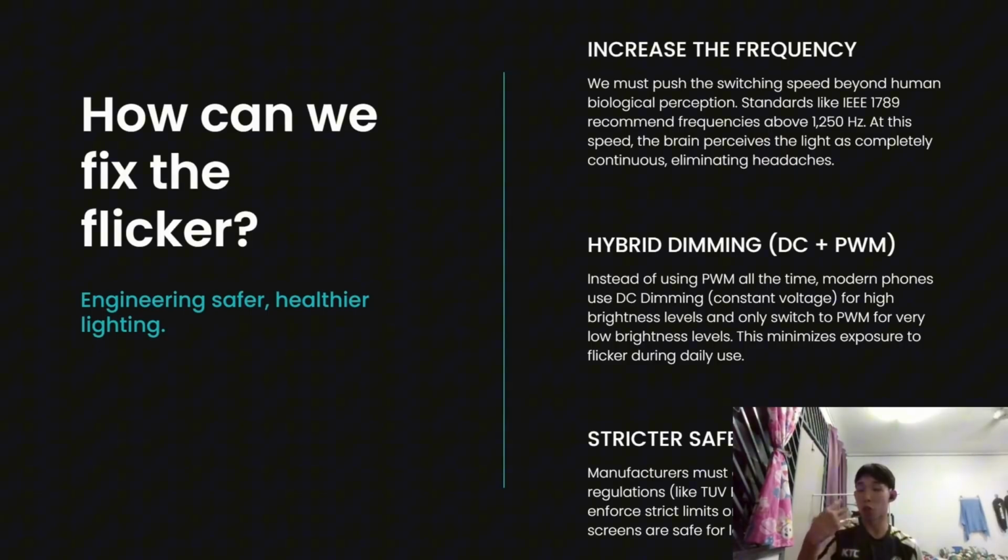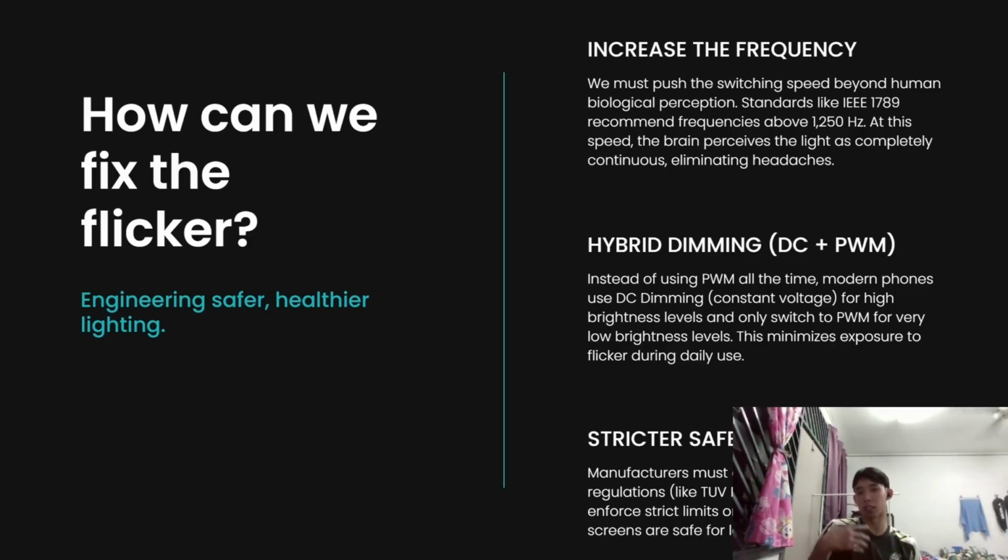Because this is a convenience matter and this is a health matter, phone companies had the initiative to solve the problem. If you look at their solution, they usually increase the frequency, like how they market their phones. You usually see them market a phone by saying, oh, my phone has 1,000 hertz of PWM, or this phone has 2K, and then they are pushing 3K. And lately, they are pushing the limit to 4K or even 5K PWM. Because above 1,250 hertz, our brain can't process the flickering and we see the light as continuous.